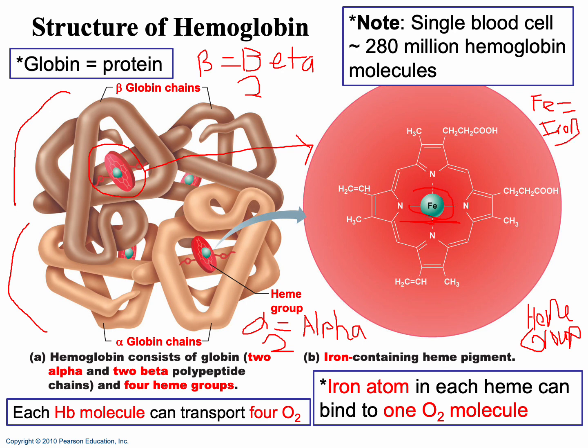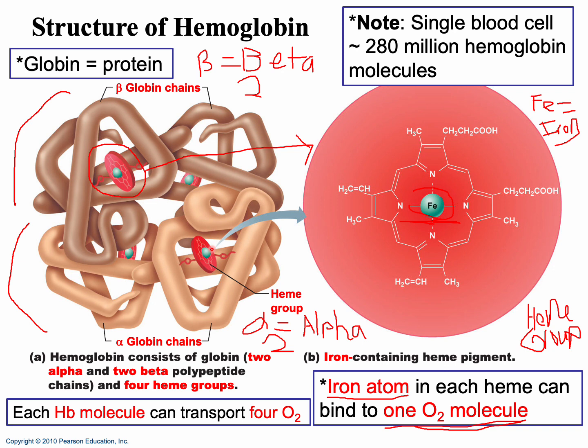And what's critical about the iron is that this is where the oxygen molecule will bind. So an iron atom in each heme group can bind to 1 oxygen molecule. And when we look at the hemoglobin molecule as a whole, each hemoglobin molecule can transport 4 oxygen molecules. That's because, again, you have 4 polypeptide chains, 2 alpha and 2 beta, and each one has the heme group with the iron in the middle where the oxygen will attach.